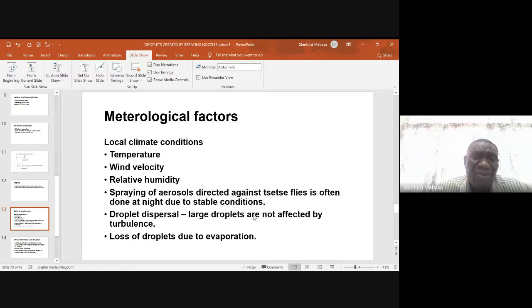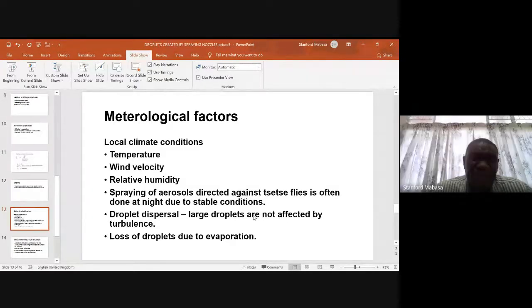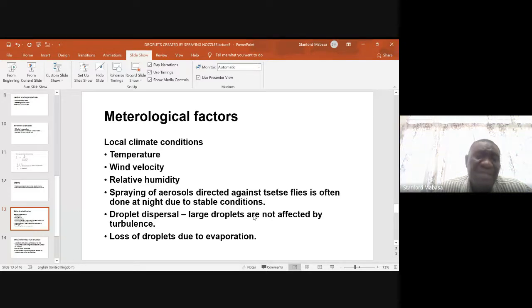Or you can also create large droplets which are not affected by turbulence, so that you can spray at night or you change your droplet size. But again, if they are too big, you may miss your target. One of the problems of using aerosols is evaporation. The droplets do not last for a long time.